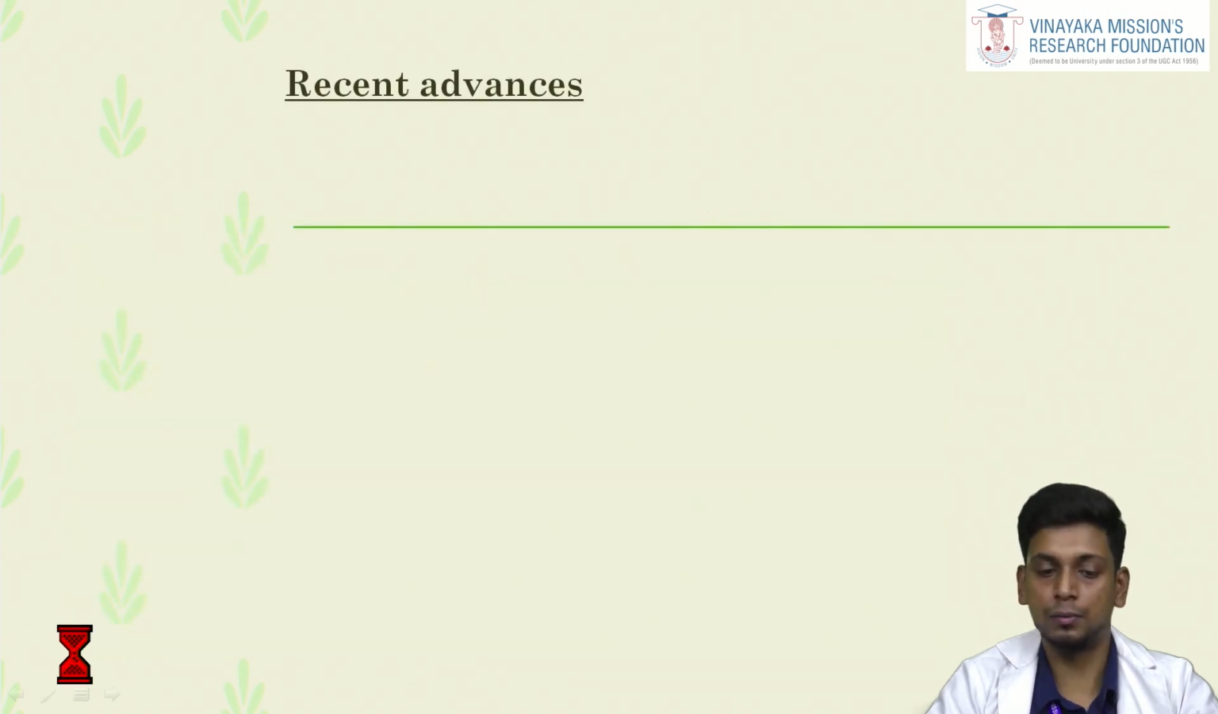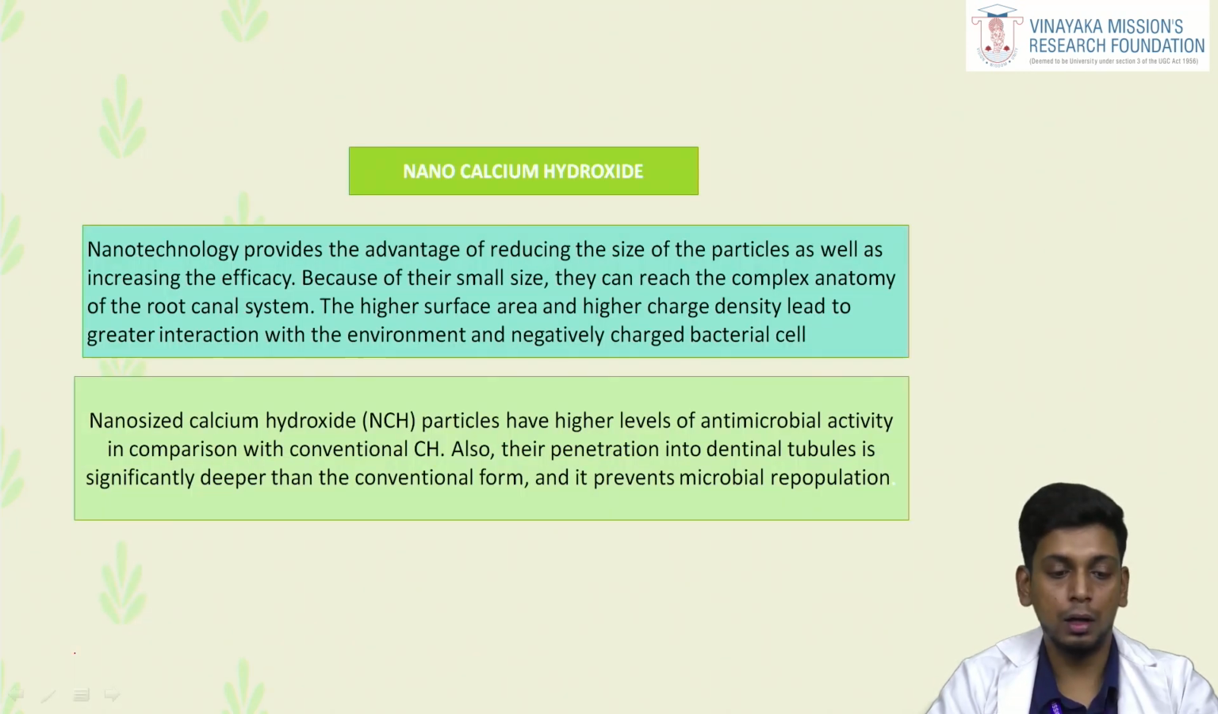What are the recent advances? Nano calcium hydroxide. Nanotechnology provides the advantage of reducing the size of the particle as well as increasing the efficacy. Because of its smaller size, it can reach the complex anatomy of the root canal system. The higher surface area and higher charge density lead to greater interaction with the environment, such as the negatively charged bacterial cell wall. Nanosized calcium hydroxide particles have higher levels of antibacterial activity in comparison with conventional calcium hydroxide.